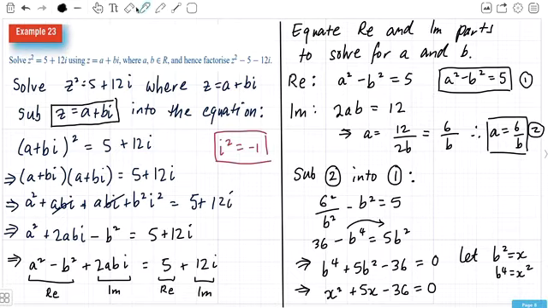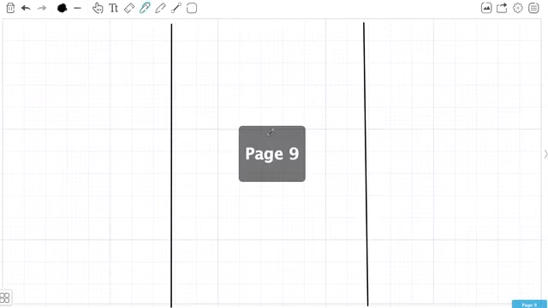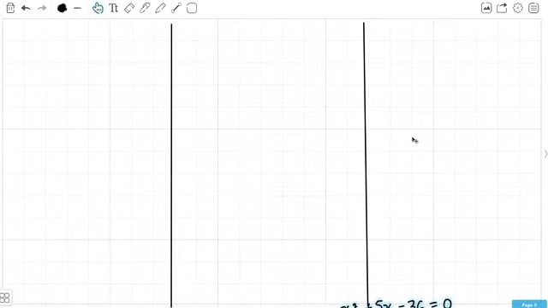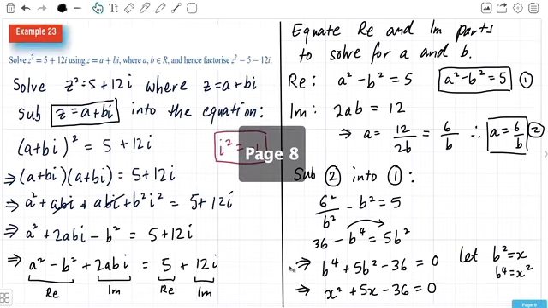So I'm just going to get rid of this so I've got a bit more room. Cool. Just copy that and bring that over to my next page. So this is a bit of a long question just because the working is quite long.